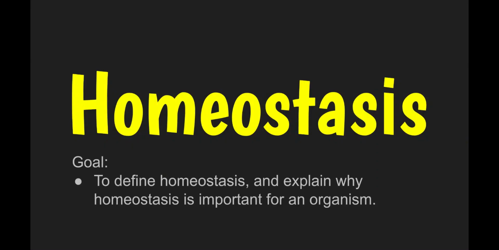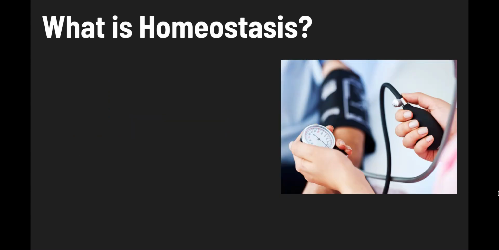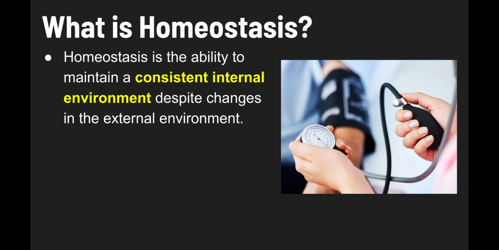Today we're going to talk about homeostasis, and the goal of this video is to define homeostasis and explain why homeostasis is important for an organism. So first, what is homeostasis? Homeostasis is the ability to maintain a consistent internal environment despite changes in the external environment.